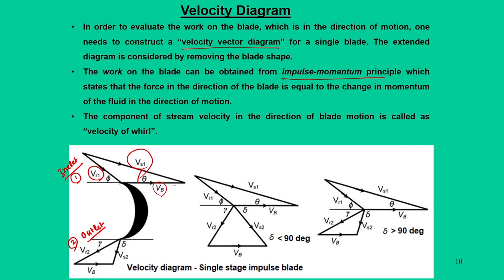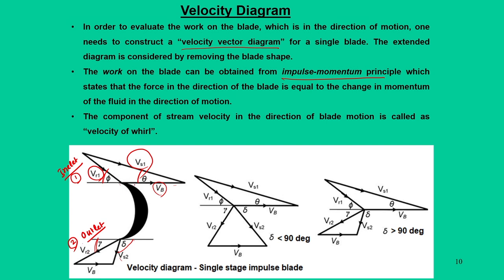Now, similar to this, since the blade is moving, we see the relative velocity of the fluid that leaves as Vr2, Vb is the same blade velocity, and Vs2 is the absolute velocity of the fluid jet. Now we include the angles. One is theta, which is referred to as the nozzle angle, another is phi, the angle between Vr1 and the horizontal direction. Another angle is gamma, with respect to the horizontal in the outlet triangle for the relative velocity of the fluid at the exit. Then we have another angle delta, that the absolute velocity of the fluid at the exit makes with the horizontal.